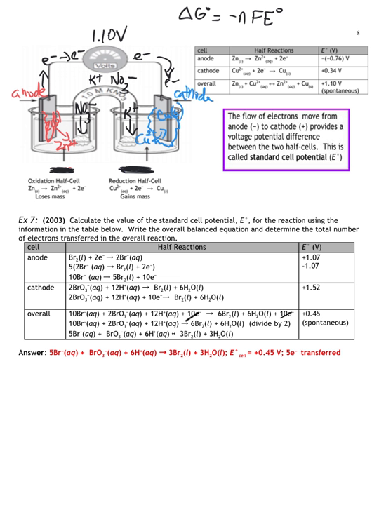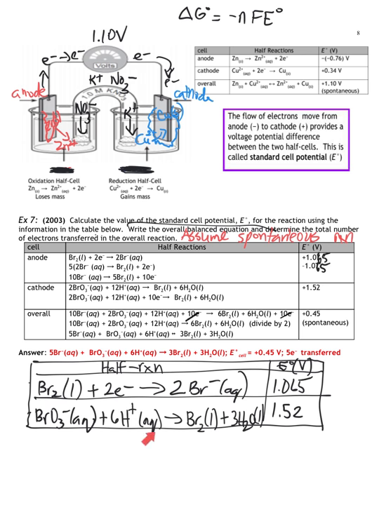Let's go ahead and look at example number 7. In example number 7, we are calculating the standard cell potential using the information in the table below. Now, I'm going to pause the video so I can draw in the table, because there's a table missing currently, and I'll put that in once you unpause.